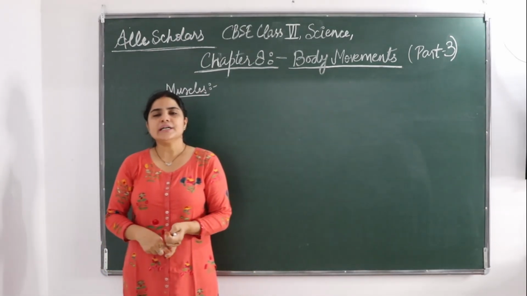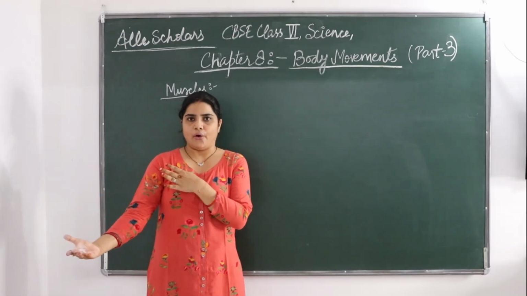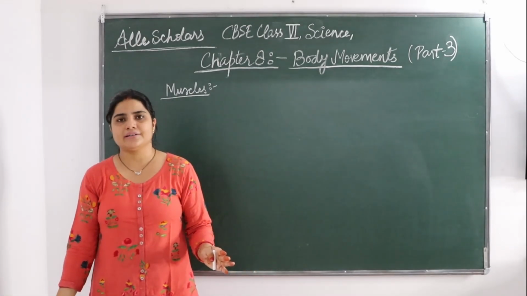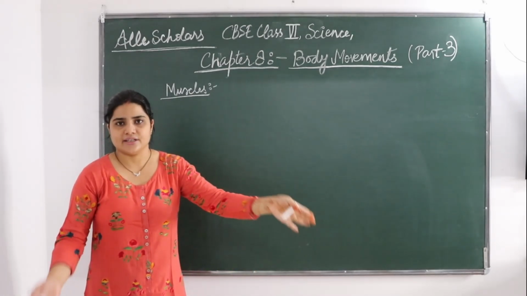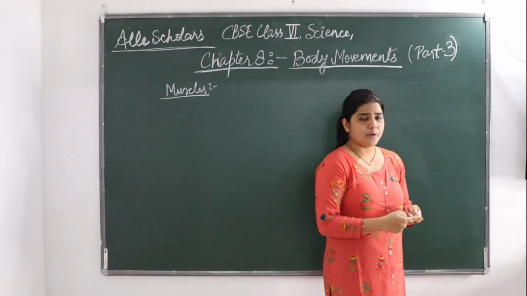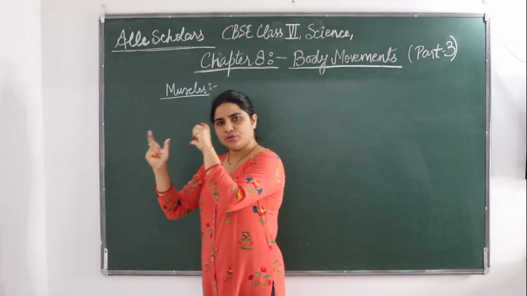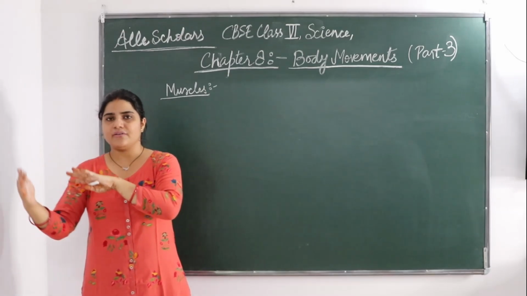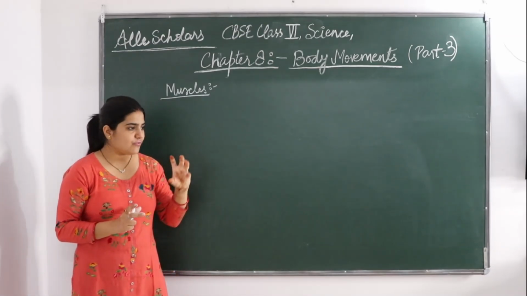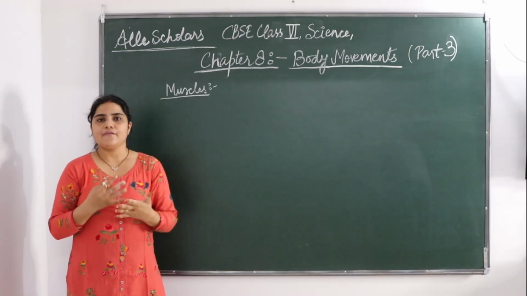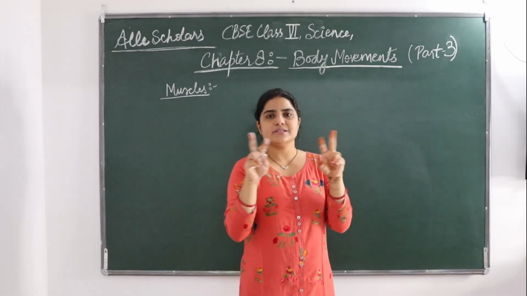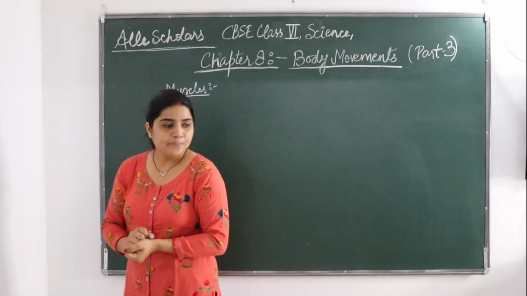So the muscles work in a pair. If one is contracting, the other one is relaxing. And the moment the other one is contracted, the first one is relaxing. So they work in pair. Muscles work in pair, contraction, relaxation. Now the second one is contracting, and the first one is relaxing. So two muscles have to work together to move a bone.